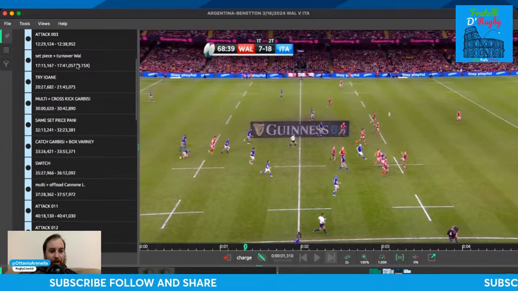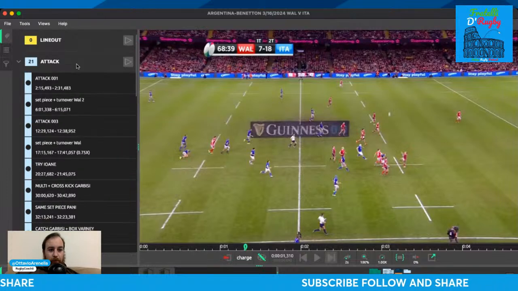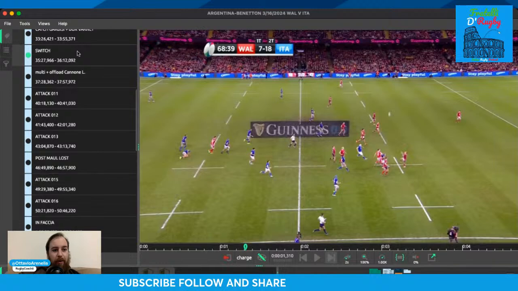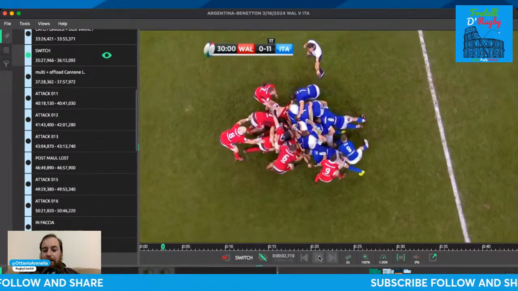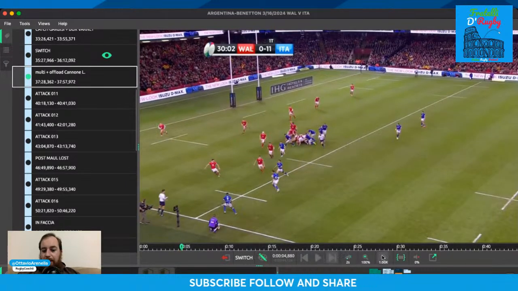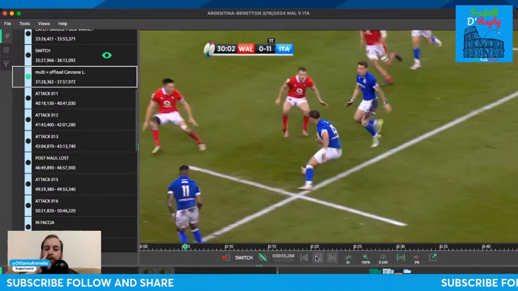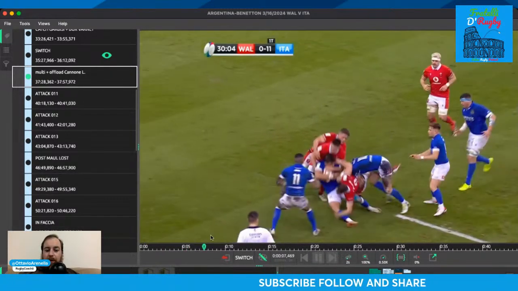Post-maul, offload, the Cannone. We have so many good things. The catch from Garbisi. Let me see where I put this. Eccola qua. Here we go. Switch play in third phase, I think. We go on the short side. We attack with Pani. And look what's happened after this.